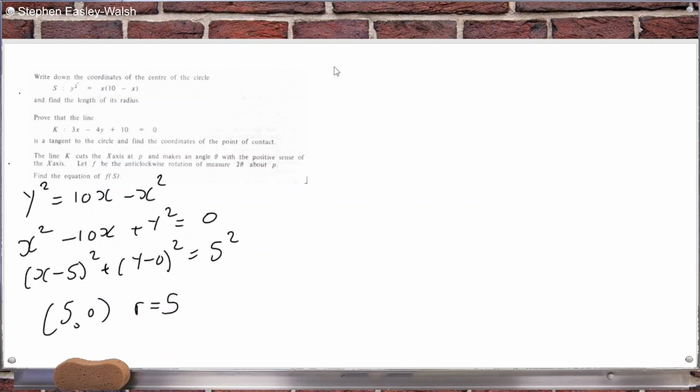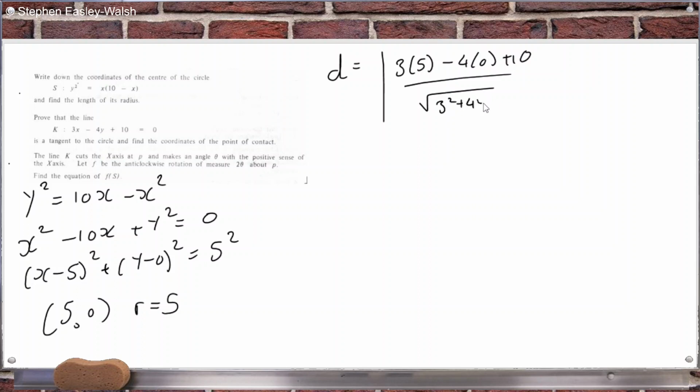Okay, well, if we calculate the perpendicular distance, that would be 3 times 5 minus 4 times 0 plus 10 over the good old square root 3 squared plus 4 squared, which is 5. So that's 15 over 5. Uh-oh, that didn't quite work out. 15 over 5 is 3. I must have written the number down wrong.